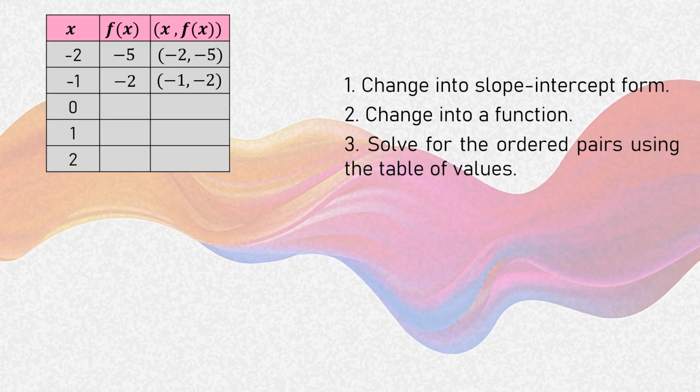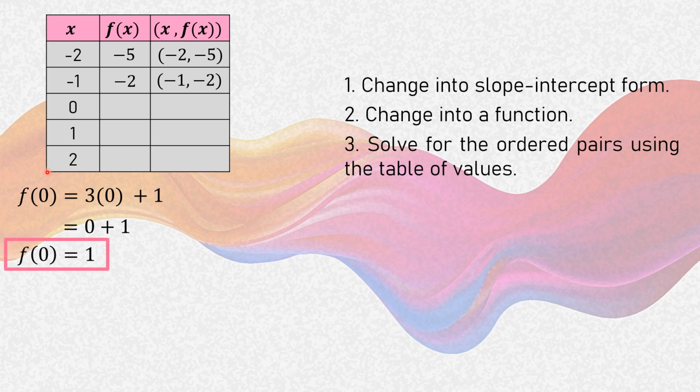So, proceed tayo sa value of x which is 0. F of 0 is equal to 3 times 0 plus 1. 3 times 0 is 0 plus 1, that is 1. So, yung nakuha naman nating 1, ilagay na natin dito sa tabi ng 0. And then, the ordered pair, we have 0, 1.